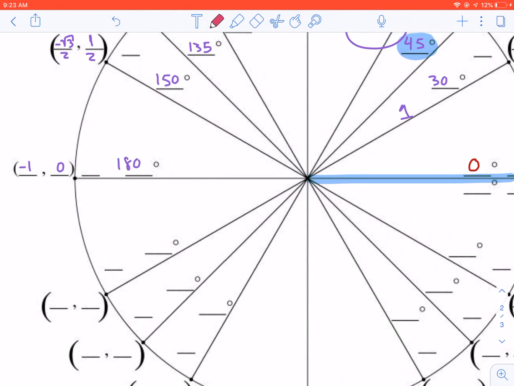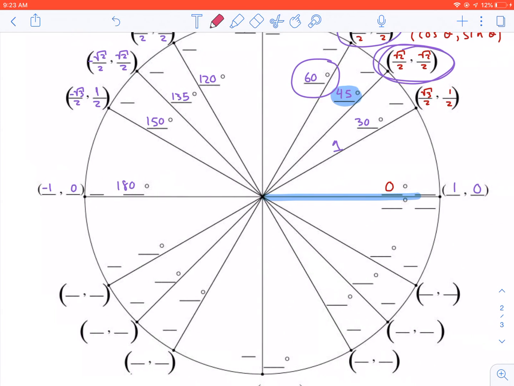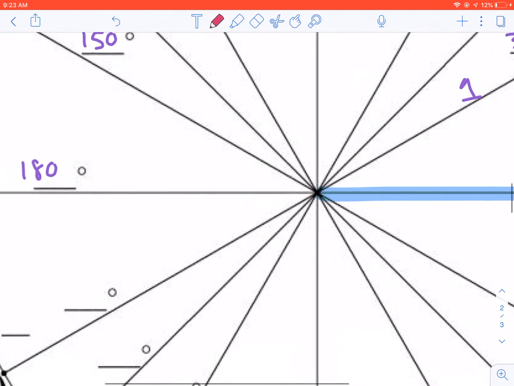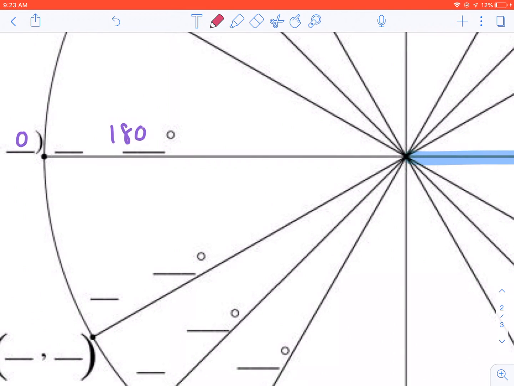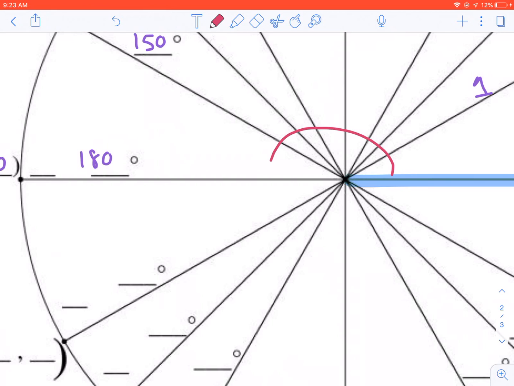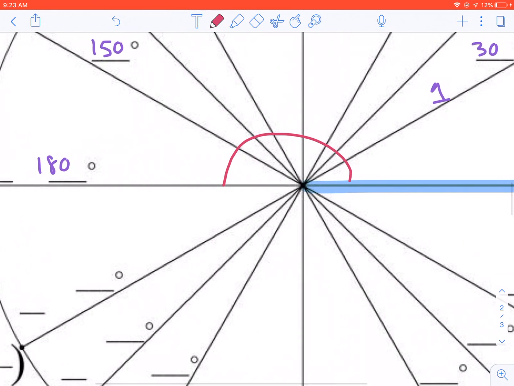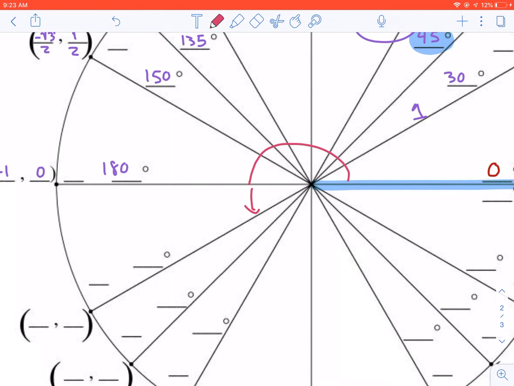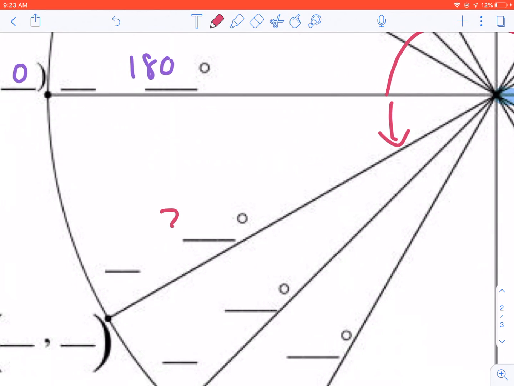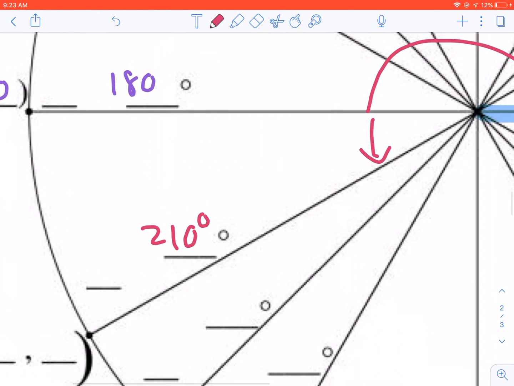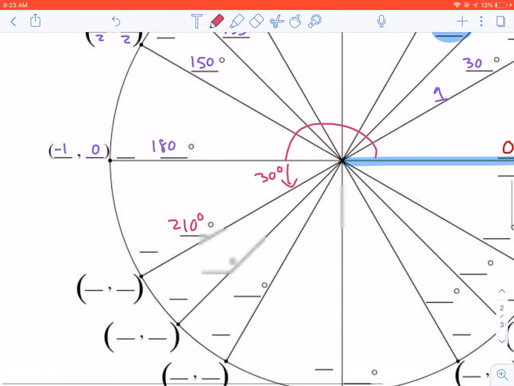And let's keep going to fill this out. Just for a little bit more, I'll have you guys finish the rest of it. Well, I'll just give you a couple more angles. So this angle measure here, right, that's 180. And that's going to be 30 degrees more. So this will be 210 degrees. So our reference angle for 210 is 30 degrees.